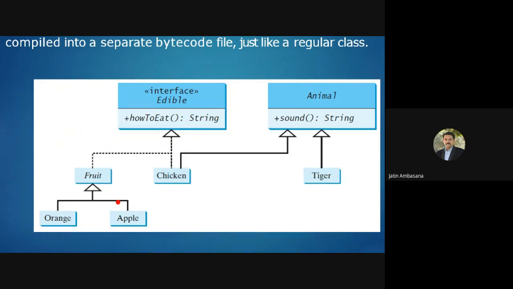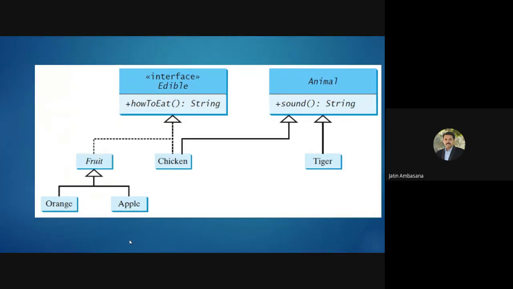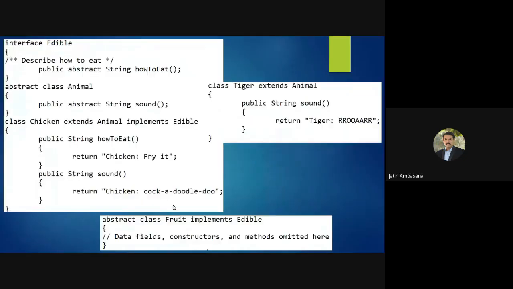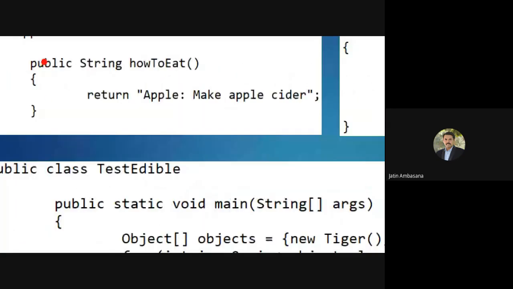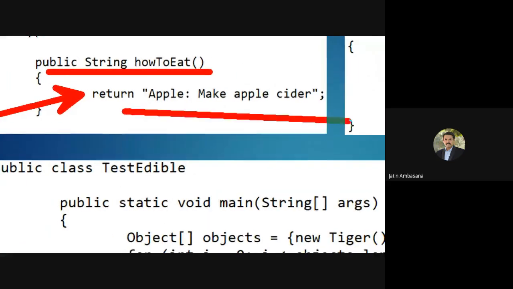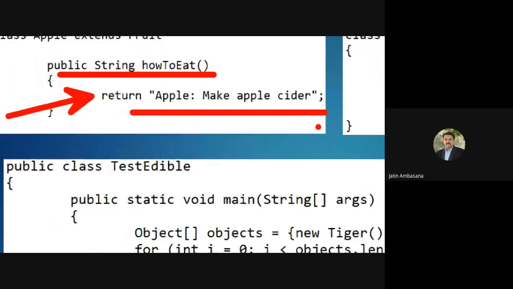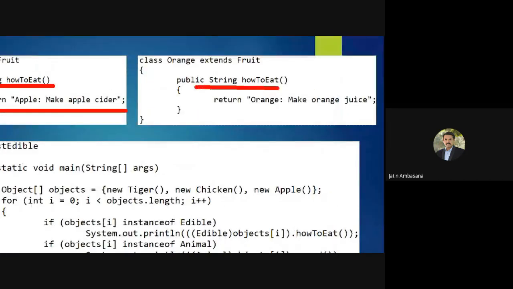If they don't provide it, then they also become abstract classes. But that's not the case. They provide the implementation like this: public string how to eat, and they return some string. For apple, make apple cider, and for orange, make orange juice. As simple as that.